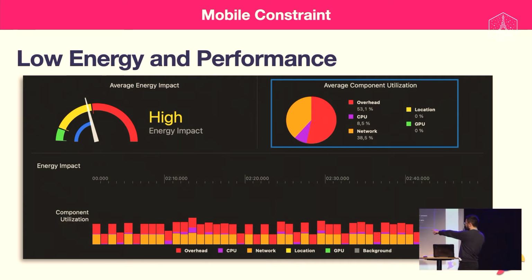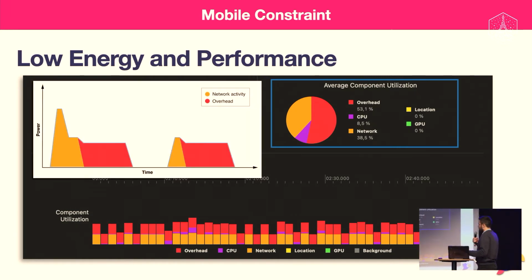You can also see in the timeline at the bottom the energy and overhead. So what is overhead? Overhead, this is from the Apple guidelines, is shared with power and time. Basically, overhead is a consequence of the network.